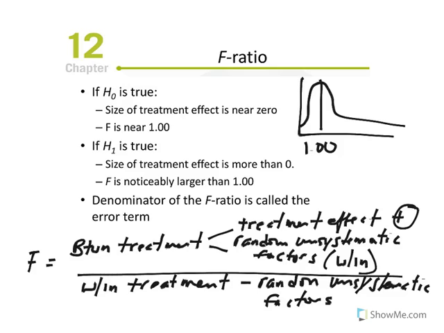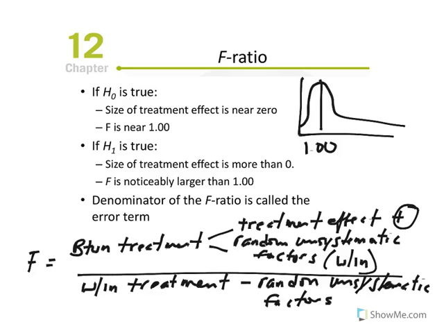And I know that this is a bit overwhelming and there's a lot to take into consideration, but it's good to start with the verbal interpretation of the variables in the F ratio before we start moving into the equations of how to compute the between treatment variation versus the within treatment variation.